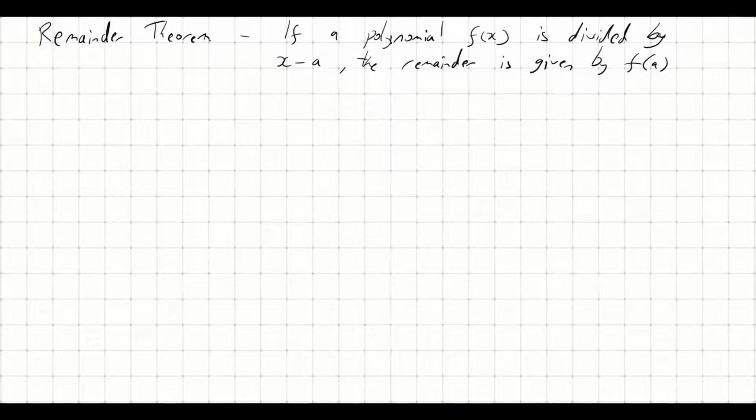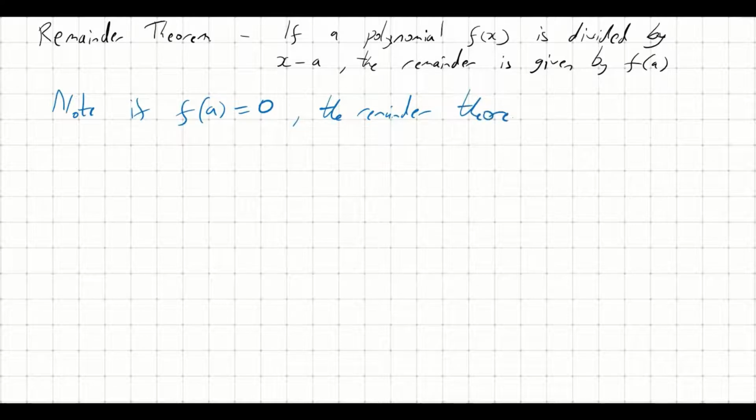In this video we're going to look at the remainder theorem, which states that if a polynomial f(x) is divided by x minus a, the remainder is given by f(a). It's worth noting also that if f(a) is equal to 0, the remainder theorem implies that the remainder is equal to 0, because the remainder is f(a).